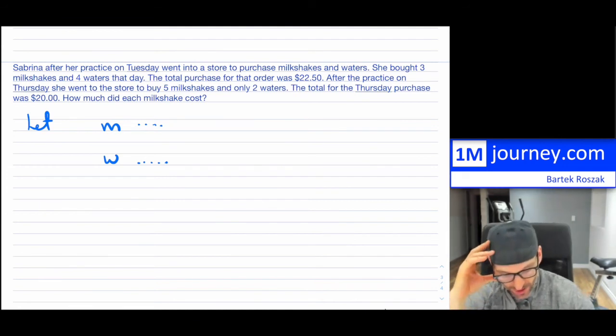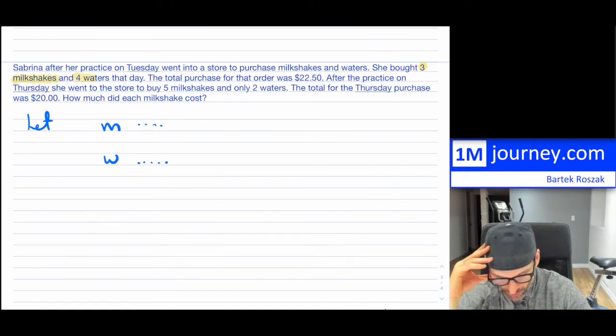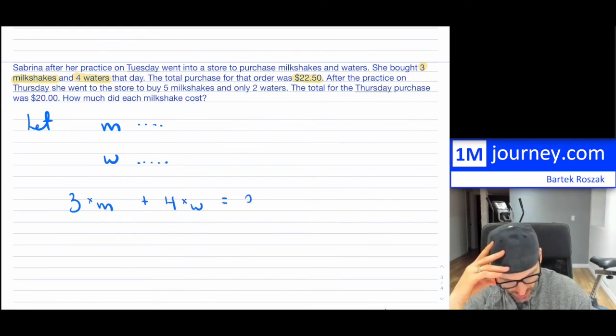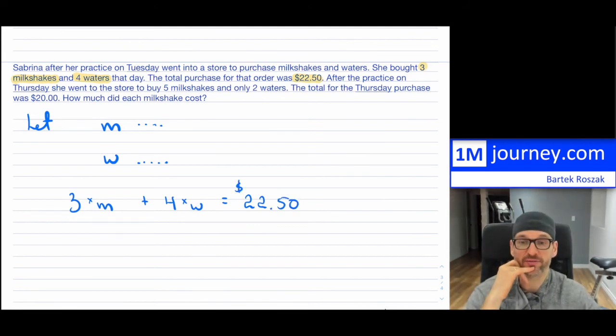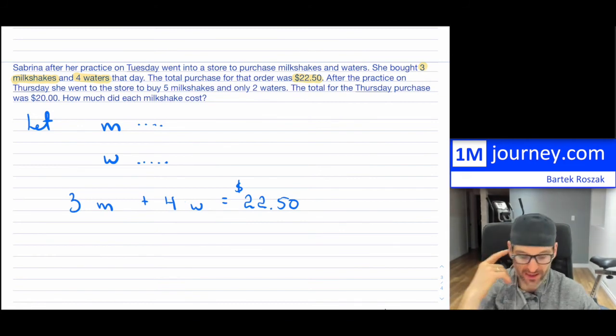So notice from the second sentence, she bought 3 milkshakes and 4 waters, and the total purchase was this much. So we had 3 milkshakes. Now we don't know how much a milkshake costs. So 3 times a milkshake, whatever it is per one, plus 4 of the waters was equal to the total purchase of $22.50. So that's what we have there. Now those multiplications are not really needed, so you can just write it like that.